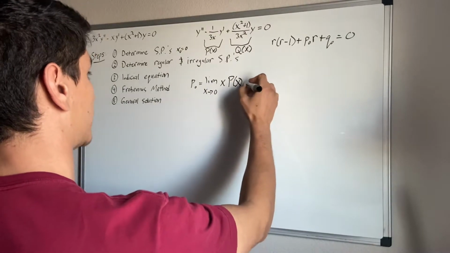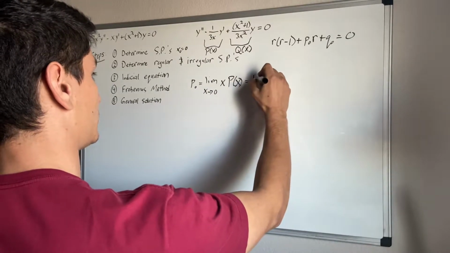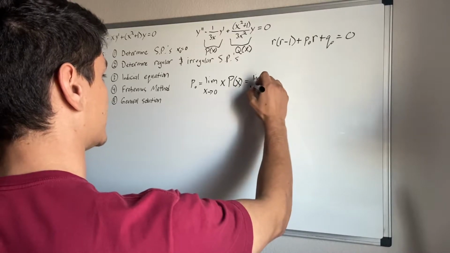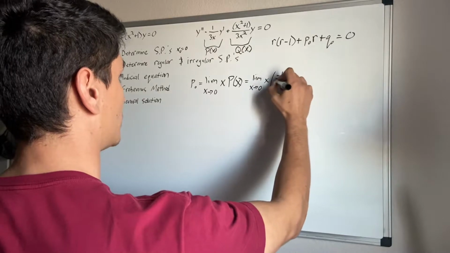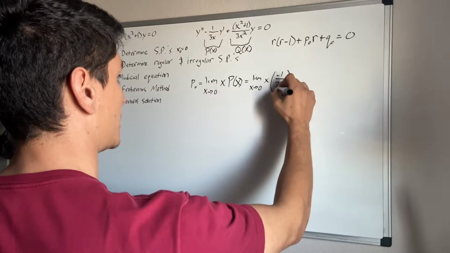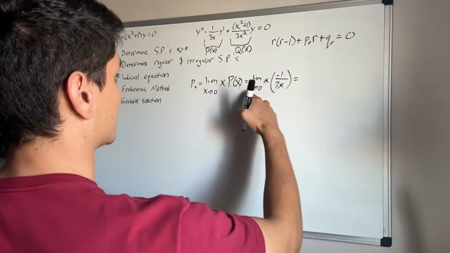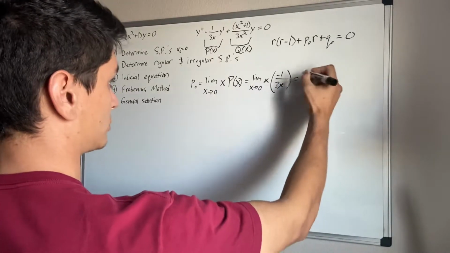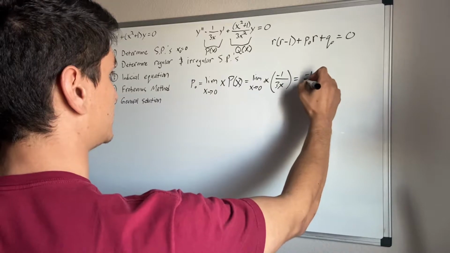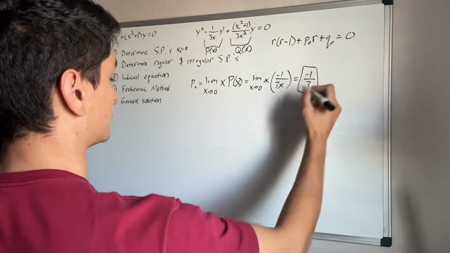So P sub 0 is the limit as x approaches 0 of x times negative 1 over 3x. The x's cancel out. The limit as x approaches 0 goes away because there is no x term. So P sub 0 is negative 1/3.